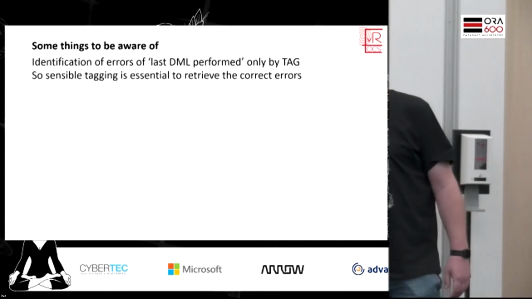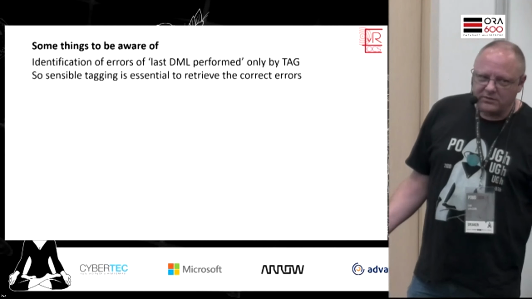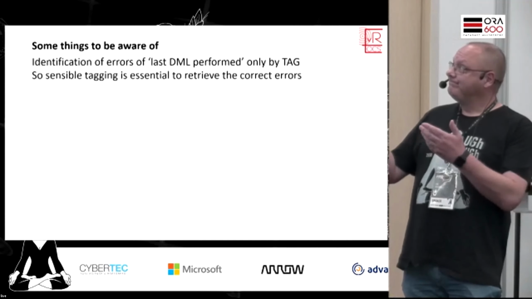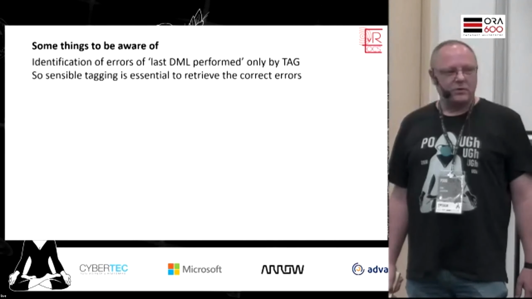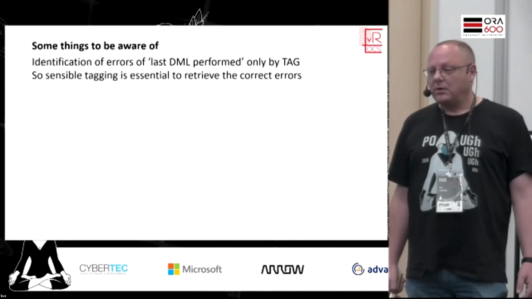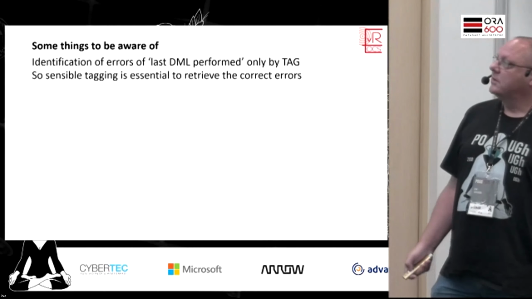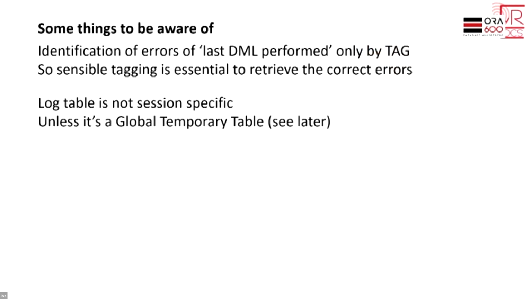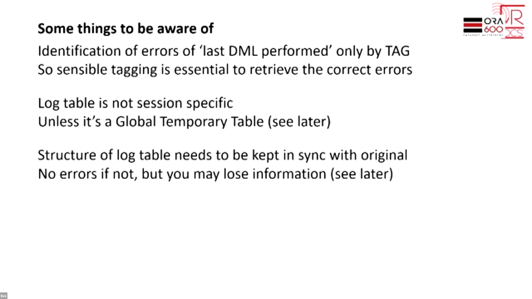Yes, your identification of your errors. You've done a DML, you want to know what errors happened, you go to the log errors table. Tag is the only way you can tell which of the errors in the table belong to the statement that you just executed. It is not session specific, so you could also be looking at errors from other sessions and from runs from 3 weeks ago. The structure of the log table, well, it's up to you to keep it in sync with the structure of the DML table. I've said that before.